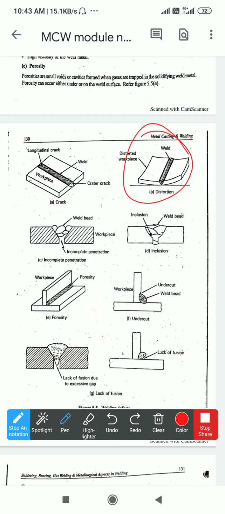This is the effect. Now you can see the penetration defect, incomplete penetration. This is the welding material which is to be deposited, which is not filled up to the complete gap.